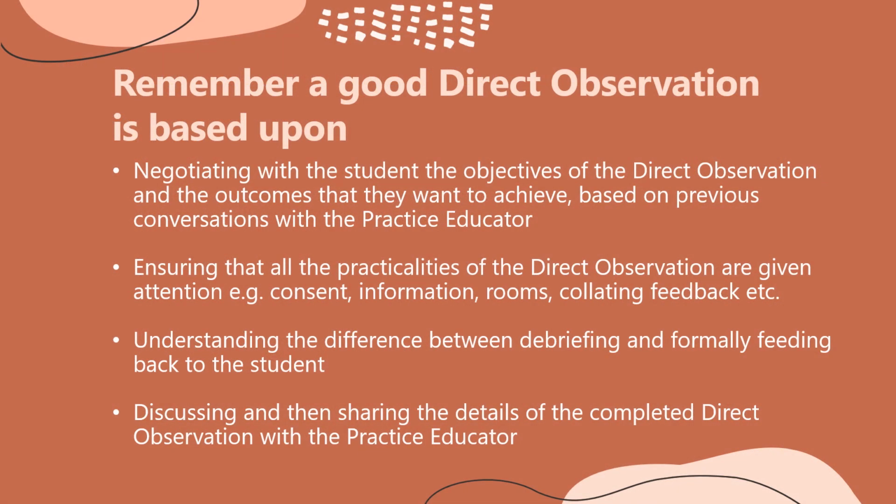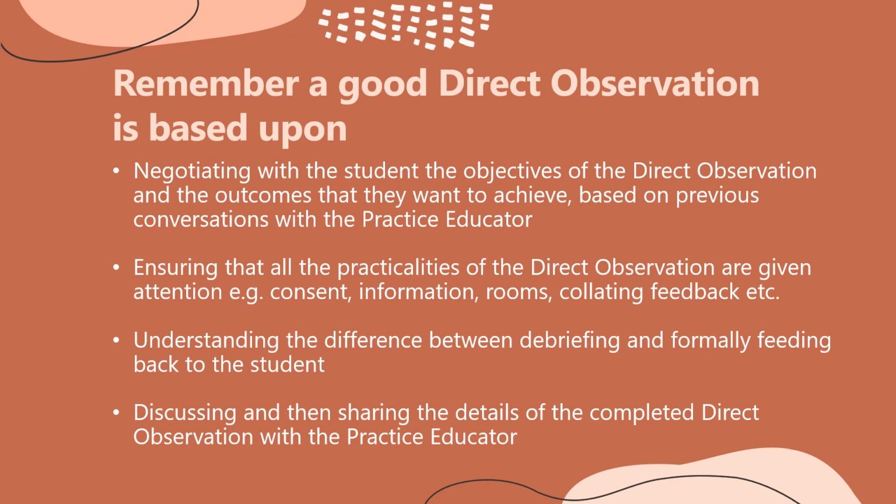So let's take a moment to remember what a good direct observation is based upon. So it's based upon negotiating with the student the objectives of the direct observation and also the outcomes that the student wants to achieve. And this is going to be based on previous conversations both the student and you have had with the practice educator.